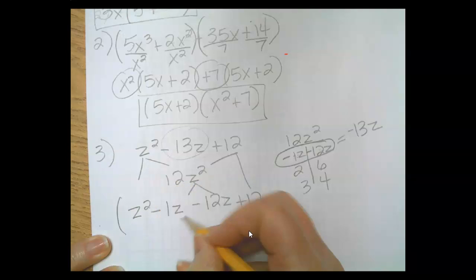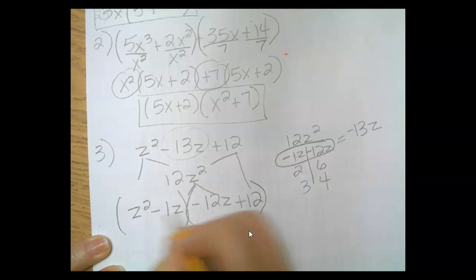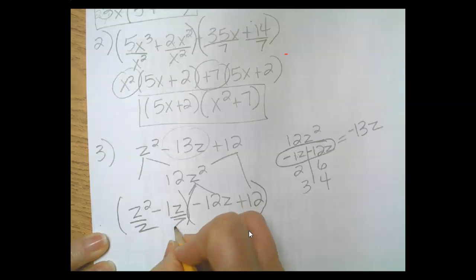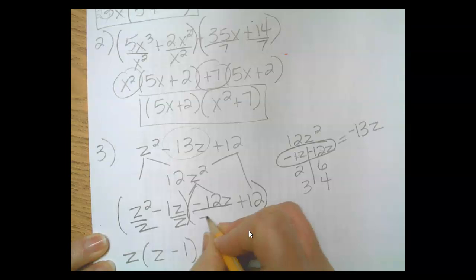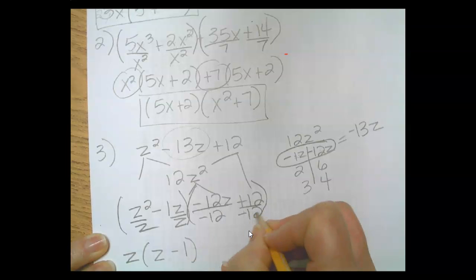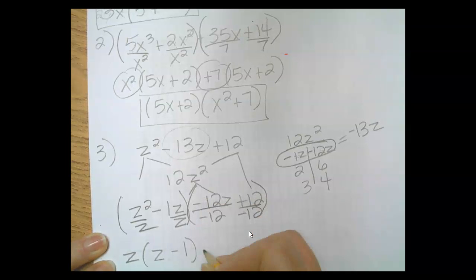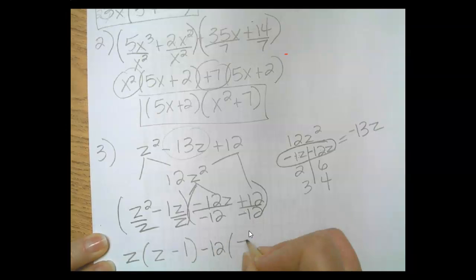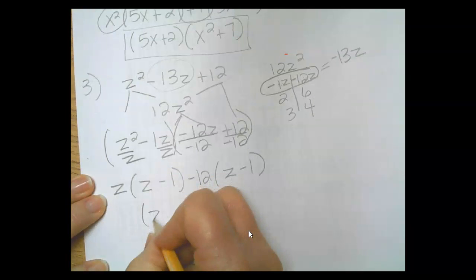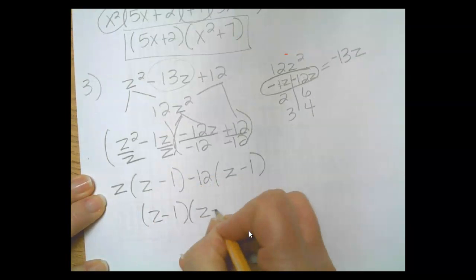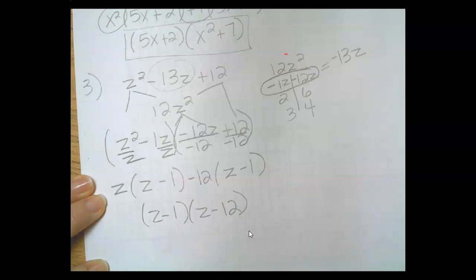All right, grouping. Grouping. What goes into both of these? A z. So if I put a z, that becomes z minus 1. I need to take out a negative 12. It's the leading coefficient. It needs to be negative, so negative 12. When I do that, I get z minus 1. Now my common is z minus 1 and z minus 12. Okay, so I think question 3 and 4 are just like this.